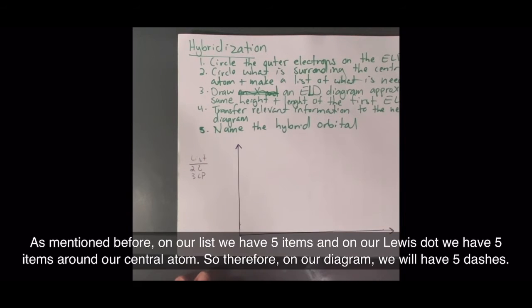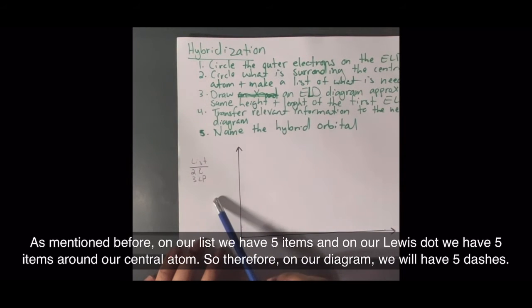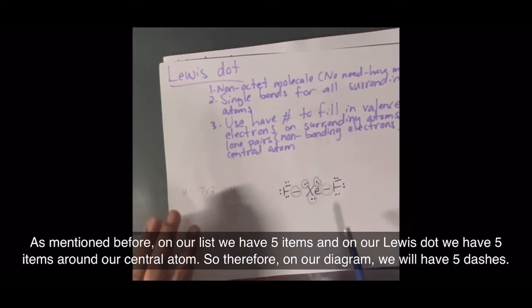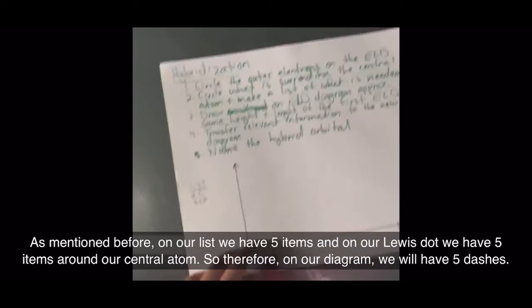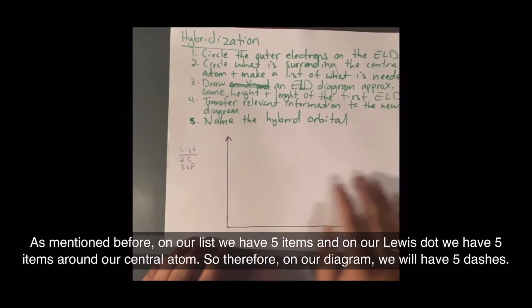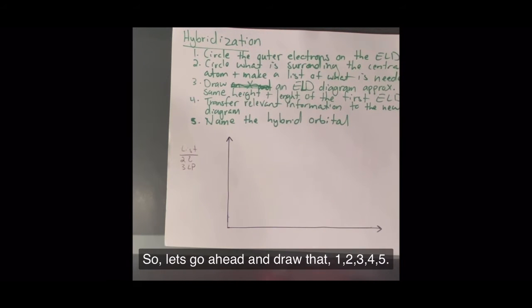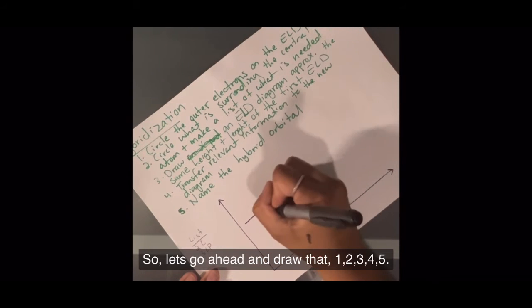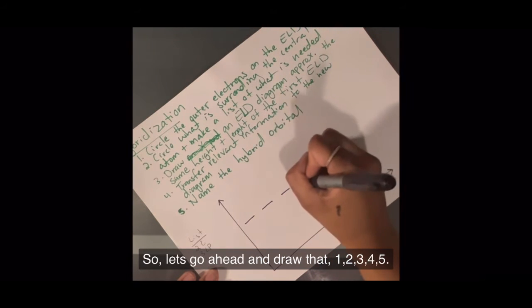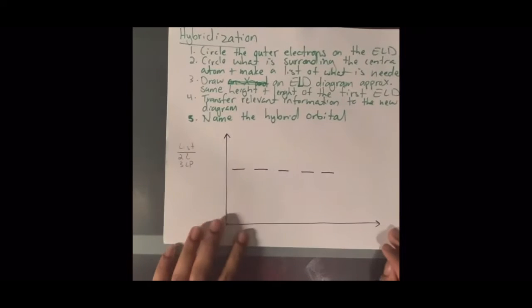So as mentioned before, in our list we have 5 items, and on our Lewis dot we have 5 items around our central atom. So therefore, on our diagram we will have 5 dashes. So let's go ahead and draw that. 1, 2, 3, 4, 5.